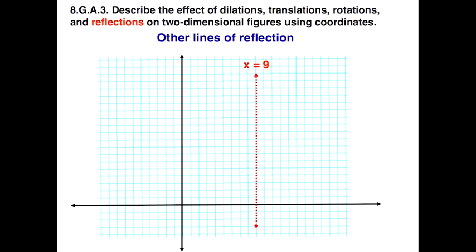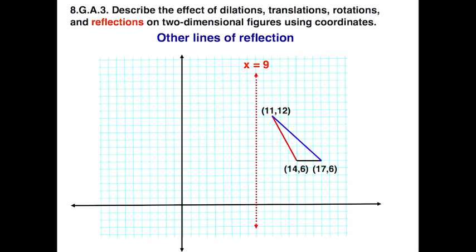So far we've talked about reflections across the x or the y axis, but what about other lines of reflection? It really doesn't specify in the standard whether or not this should be included, but just to be on the safe side, let's see what happens when we reflect across a vertical or horizontal line, something other than the x or the y axis. So let's say we have a line of reflection that's a vertical line with the equation x equals 9.